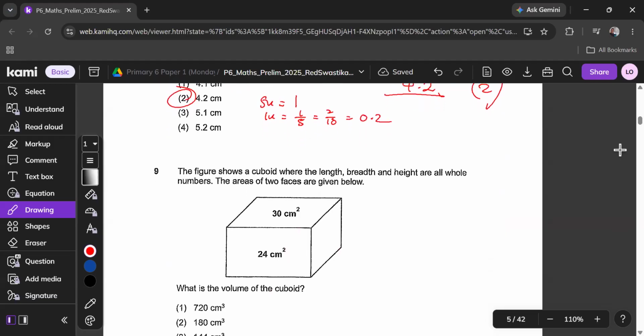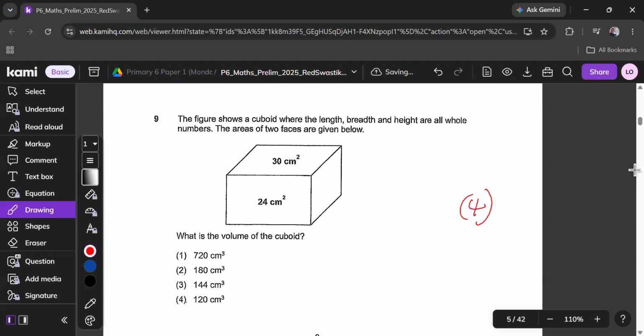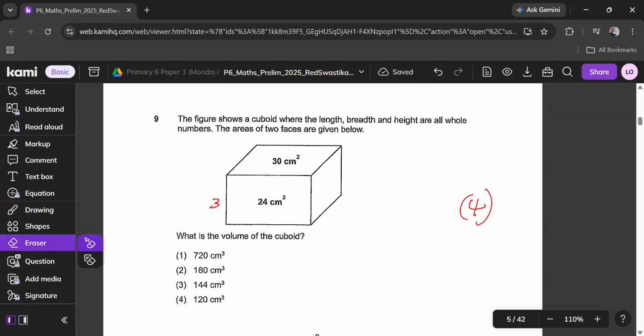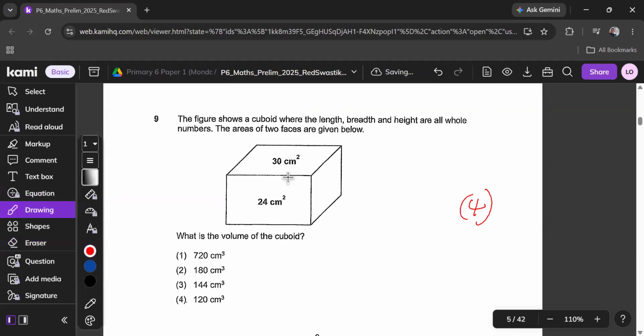Question number 9, your answer will be number 4. What's the volume? Now for this question 9, some of you put down, I think, something like 8, 3, and then 10, right? 8 times 3, 24. That gives you the area. And then 10 times 3, right? Oh, sorry, Mr. made a mistake. This is not 10. Need to change it.